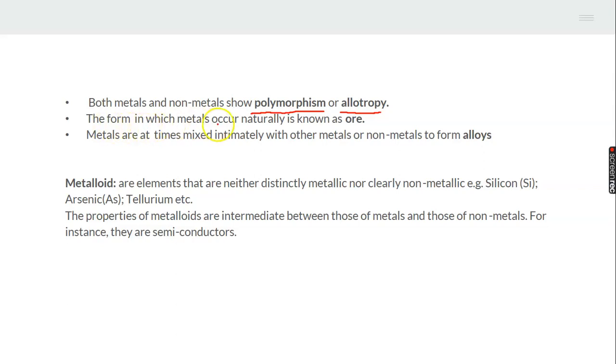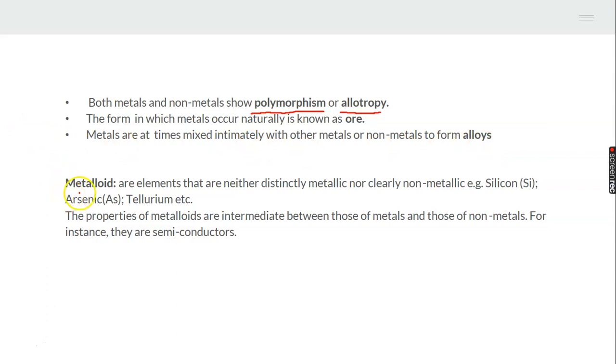So the form in which a metal occurs naturally is known as ore. Okay, and metals are at times mixed intimately with other metals or non-metals to form alloys. You've heard about alloys before. So they combine like that to protect the properties of each other so they can last longer.